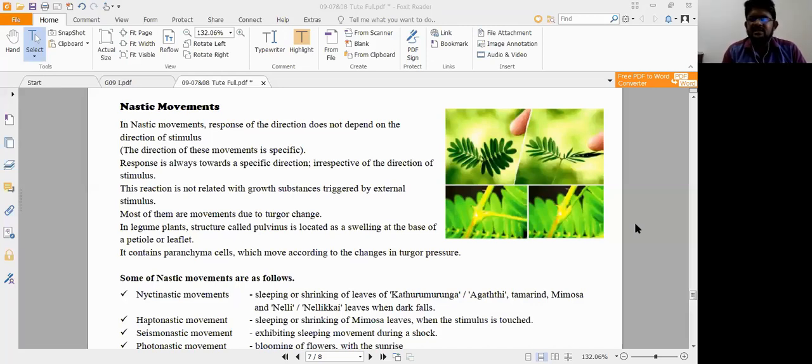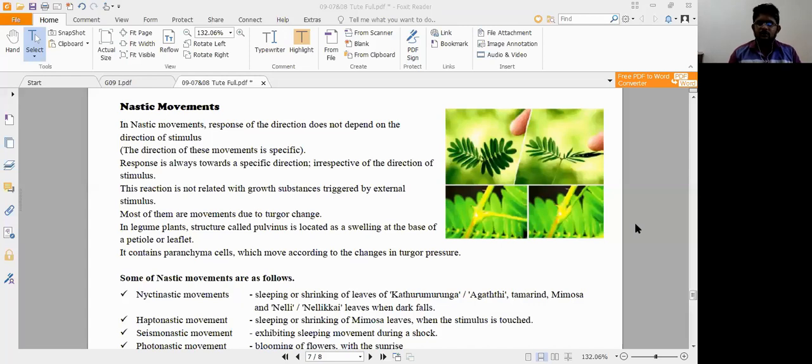Now, in nastic movements, whatever the direction of the stimulus may be, they always have a specific direction. They don't depend on where the stimulus is. Okay, this reaction is not related to growth substances triggered by an external stimulus. So you can see there are differences between tropic and nastic movements. Tropic movements, we said, depend on the stimulus direction. Nastic movements do not depend on stimulus direction.